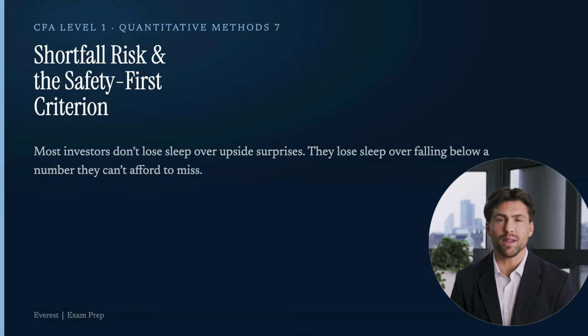For example, say we expect to make $10, but end up making $50. That is quite different than losing $50. Why does this matter? Most investors don't actually lose sleep over upside surprises. What keeps them up is the chance of falling below a number they can't afford to miss. That's what this video is about: shortfall risk and a tool called Roy's Safety First Criterion.